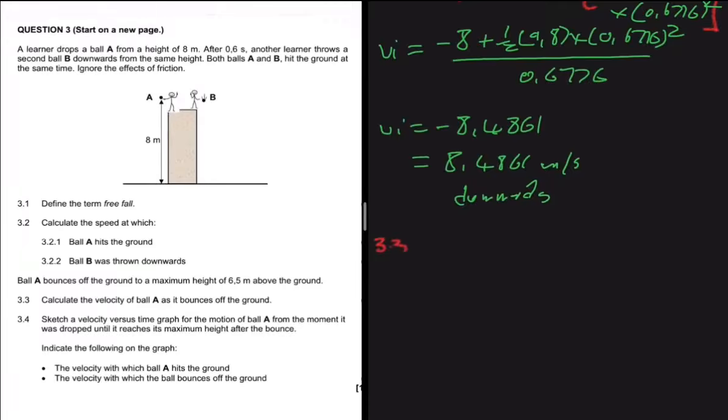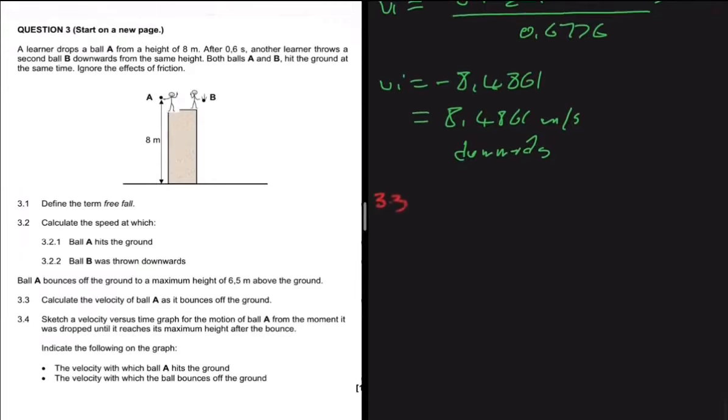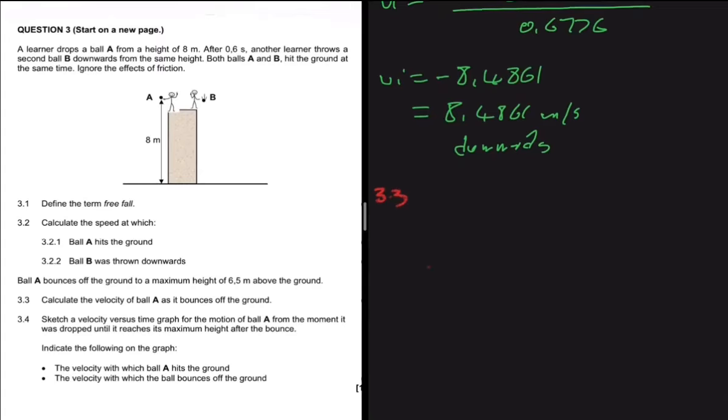Let's go ahead and calculate the answer for 3.3. So we have 3.3, which says that ball A bounces off the ground to a maximum height of 6.5 meters above the ground. So let's calculate the velocity of ball A as it bounces off the ground. Now we're considering the motion from the time it bounces off the ground until it reaches its maximum height, right? So we know fully well that when it reaches its maximum height, we have VF equals 0 meters per second, but we know that acceleration is still minus 9.8 meters per second squared. And then now we have a delta y, which is equal to 6.5 meters.